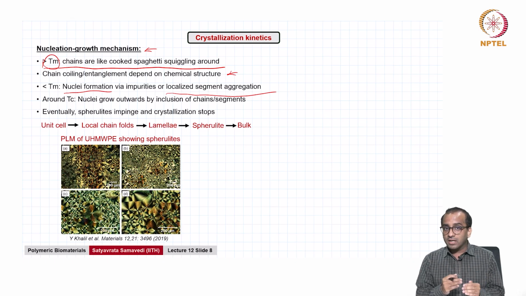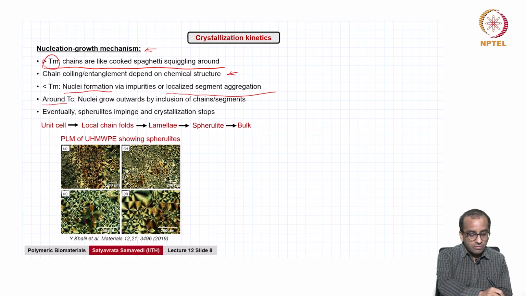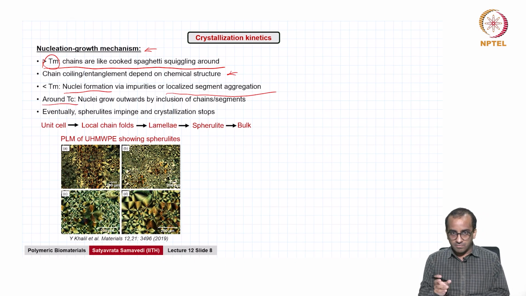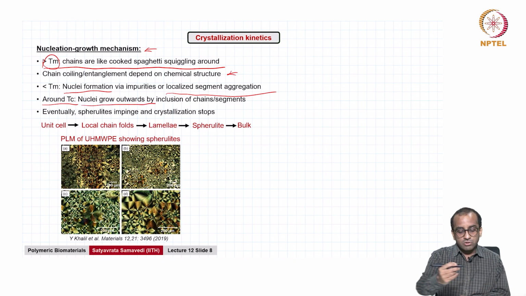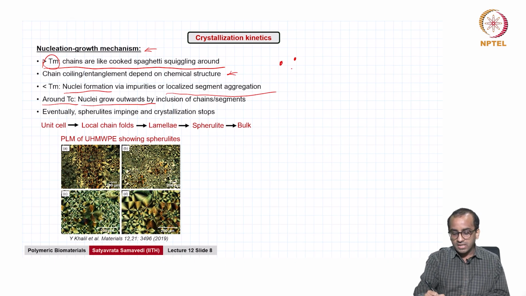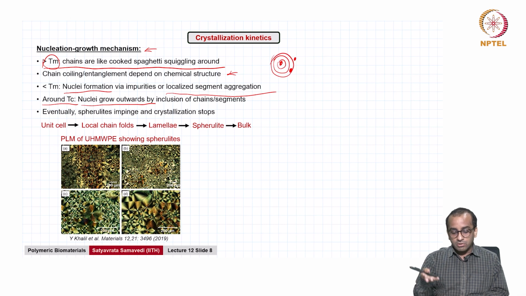But as you start cooling, you provide enough time for those chains to come together, and once they start coming together, they can have some localized segment aggregation and can start forming these folds and these lamellae-like structures. And around the crystallization temperature, which again can be a range, these nuclei start to grow outwards through the inclusion of more chains and segments. So, you have these nuclei that form and they start to grow radially outwards by inclusion of more chains and segments.